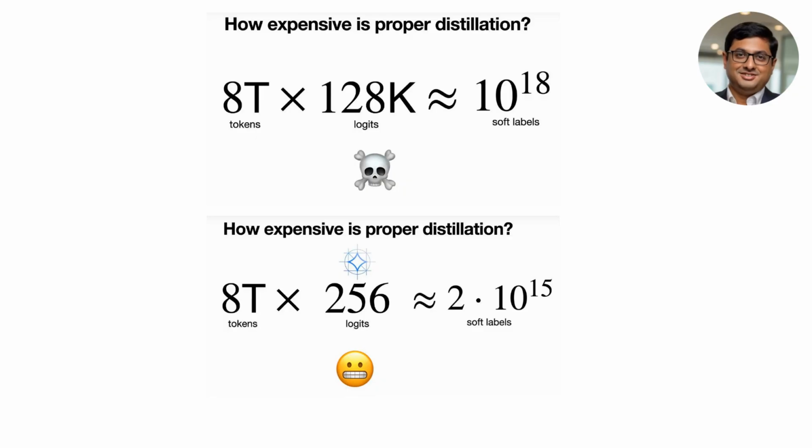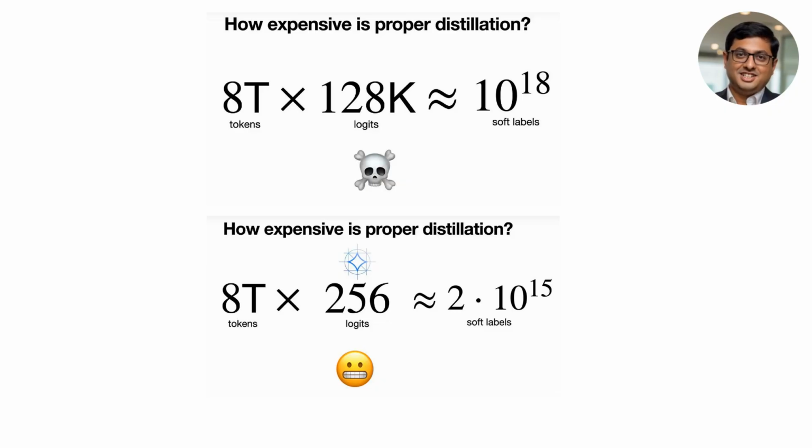Knowledge distillation process is computationally expensive. Consider, for example, the training dataset has 8 trillion next token prediction tasks. The vocabulary size is 128,000. Hence, the number of soft labels across all examples is 10 to the power 18. If we stored all of them in floating point precision, as shown in the top image, that would be too large for even today's supercomputer. Hence, in practice, the full distribution is not used.